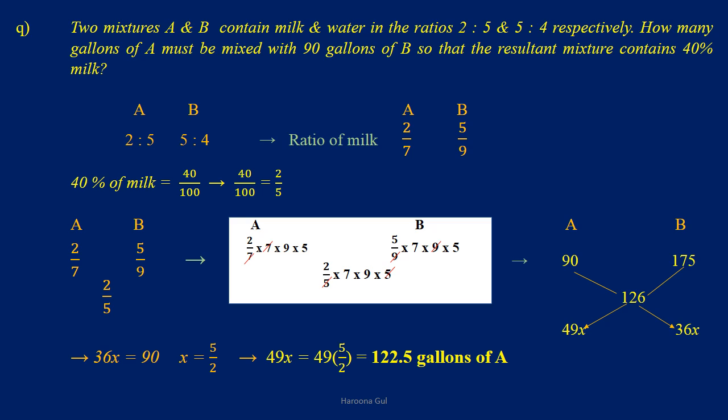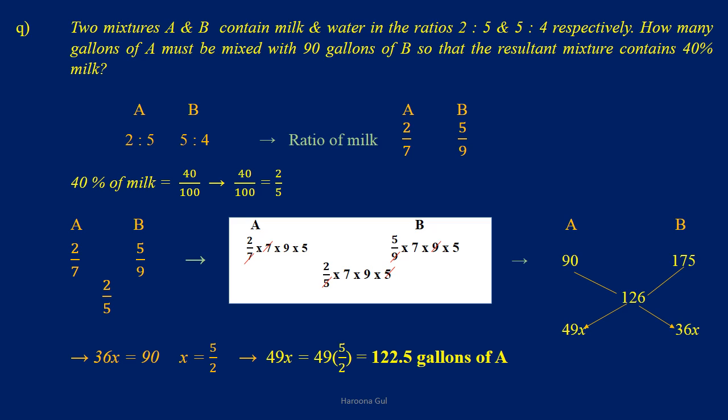We are now going to multiply each ratio with the LCM of 7, 9 and 5. After removing fractions, we are going to get 90, 175 and 126 as the ratio of milk in A, B and the mixture of A and B respectively. Now subtracting 90 from 126 we get 36 and subtracting 175 from 126 we get 49.